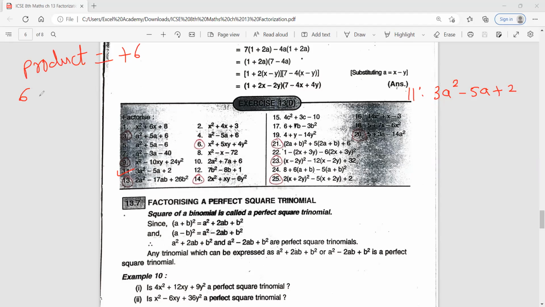What are the factors of 6? 1 and 6, 2 and 3. That's all. Anything else? What is the sum? Sum is -5. Arey tham. The product is 6. The sum is 5. You can get 2 and 3 both negative. That is how you will get sum as negative and product as positive. You cannot have 6 and 1. No. समझ में आ रहा है क्या?